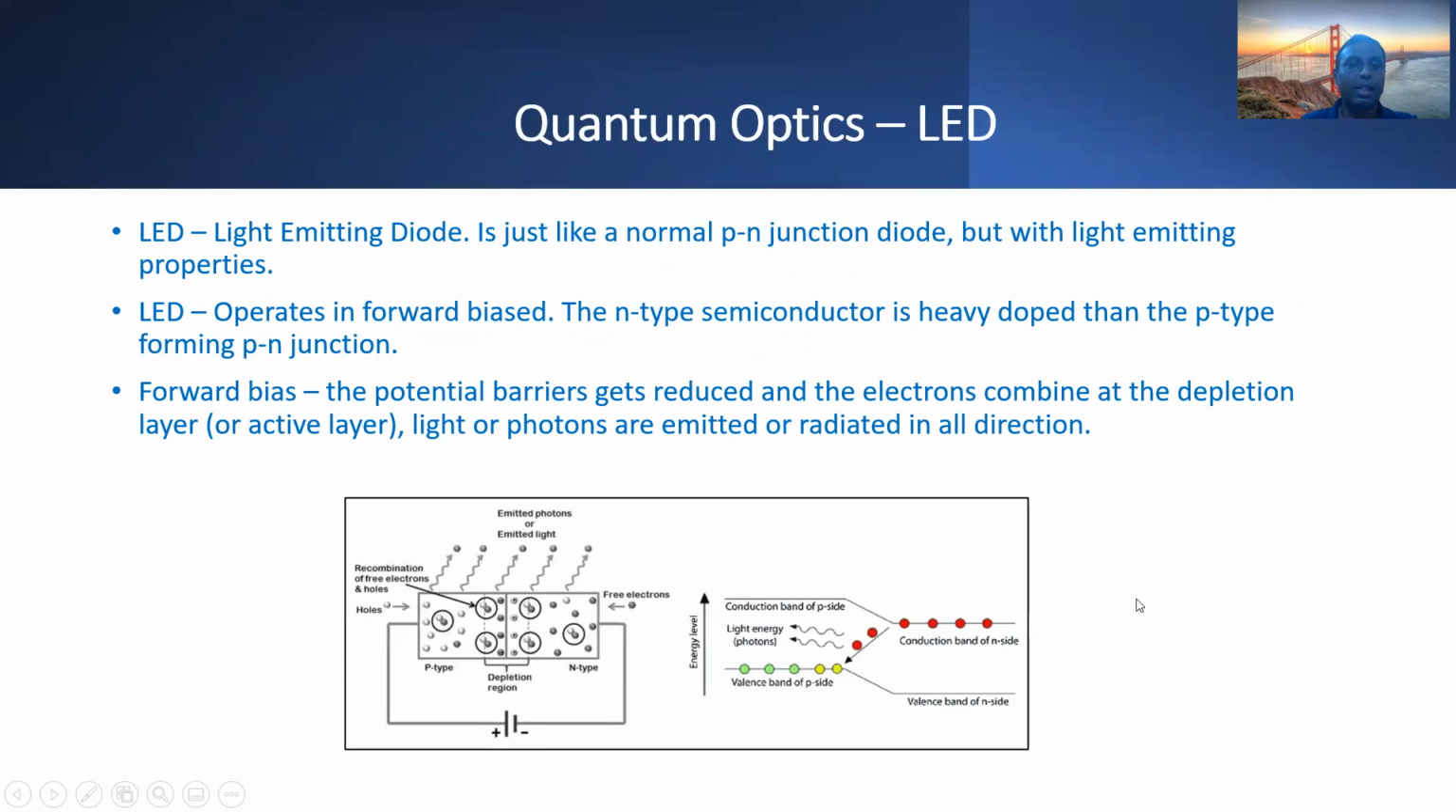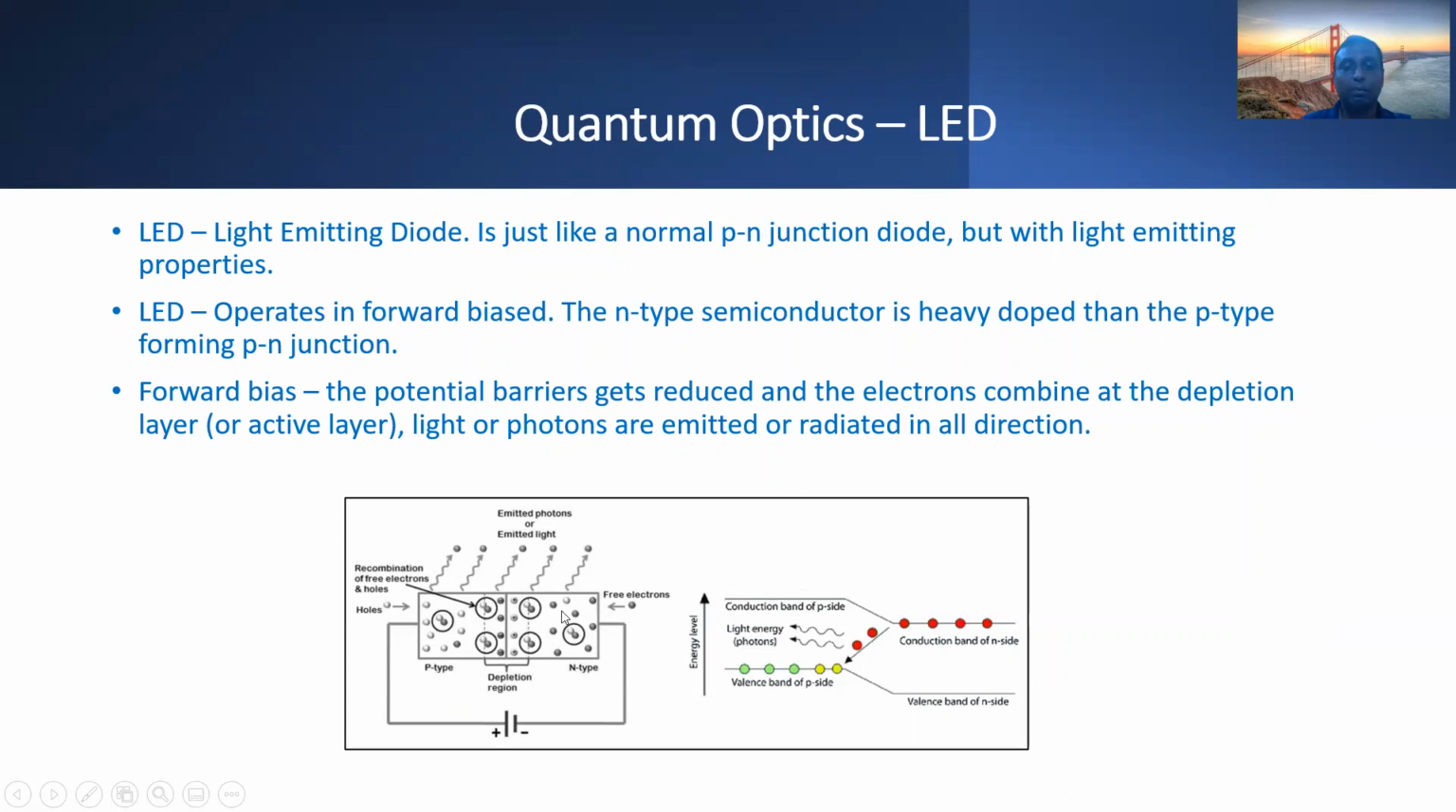Next one is LED. LED is a light emitting diode. It's just like a normal PN junction diode, but with light emitting properties. LED operates in forward bias. The N-type semiconductor is more heavily doped than the P-type, forming a PN junction. When operating in forward bias, the potential barrier gets reduced and the electrons combine at the depletion layer or active layer, and the light or photons are emitted or radiated in all directions. So the forward bias connection is that the positive terminal will be connected to the P-type and the negative terminal will connect to the N-type.